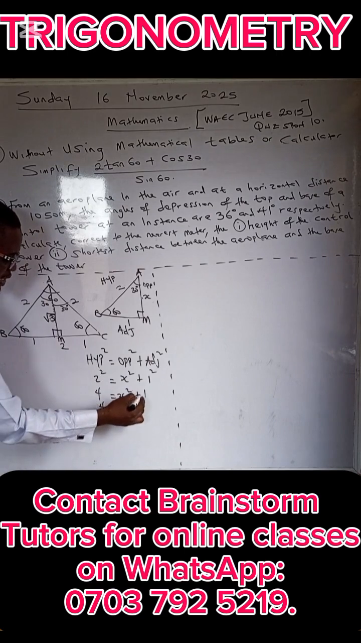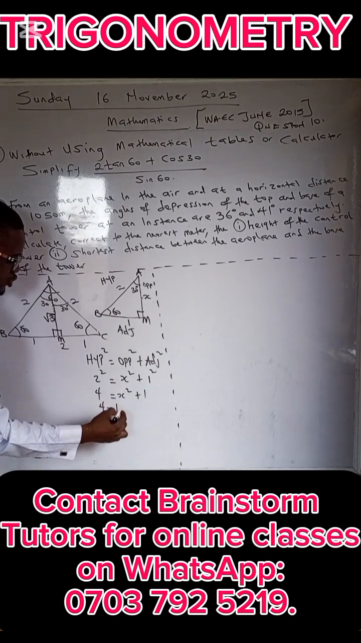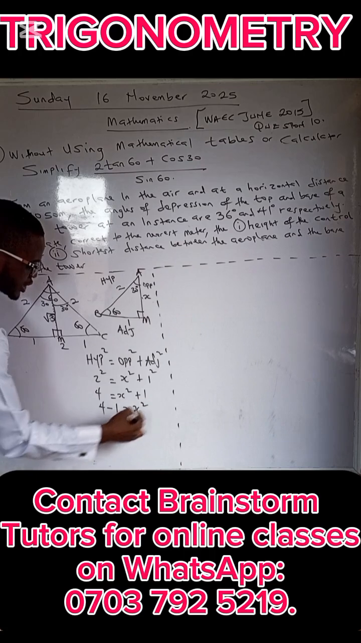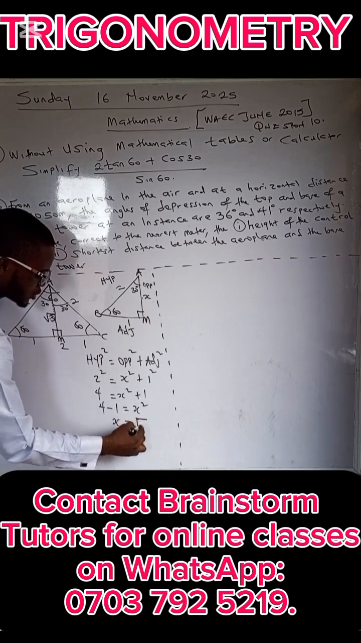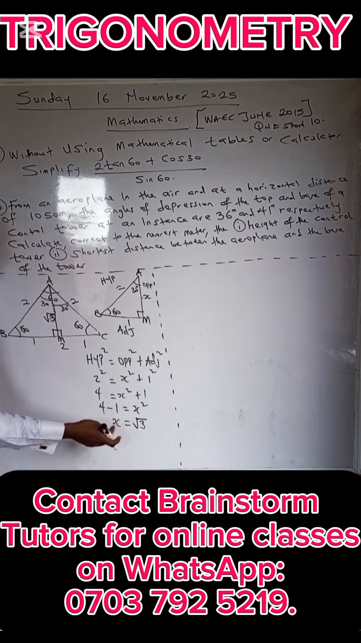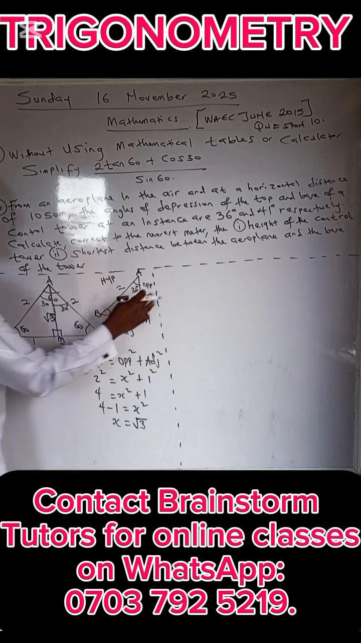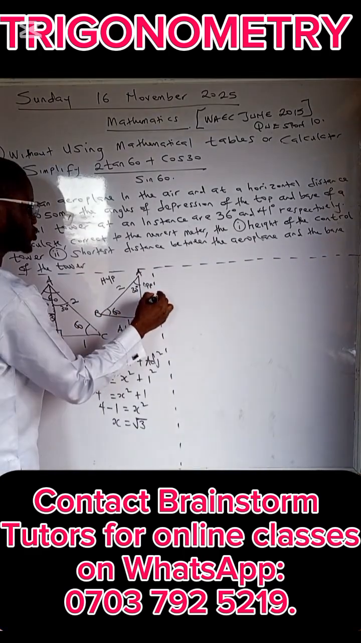So I'll collect like terms. When this plus 1 crosses the equality, it changes to minus 1. So 4 minus 1 equals x squared. I can also say x equals the square root of 3, because 4 minus 1 gives me 3. And when this square goes to the other side, it changes to square root. So that's all about that. That is the reason why we get x to be equal to root 3.